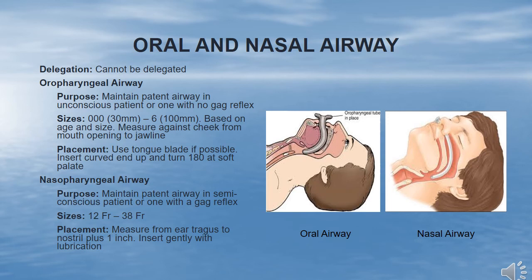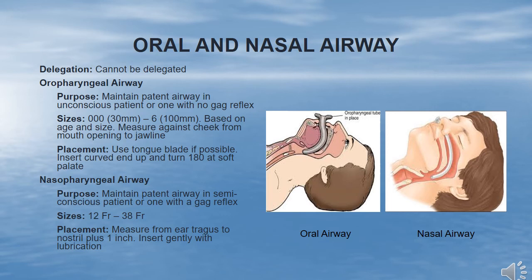To determine the appropriate size, use the smallest finger of the patient as a guide. The length should be determined by measuring against the face. The tube should measure from the tip of the nose to the tragus of the ear plus 1 inch. Insert the nasal airway into the largest nostril, typically the right. The tube should be lubricated with a water-soluble lubricant.